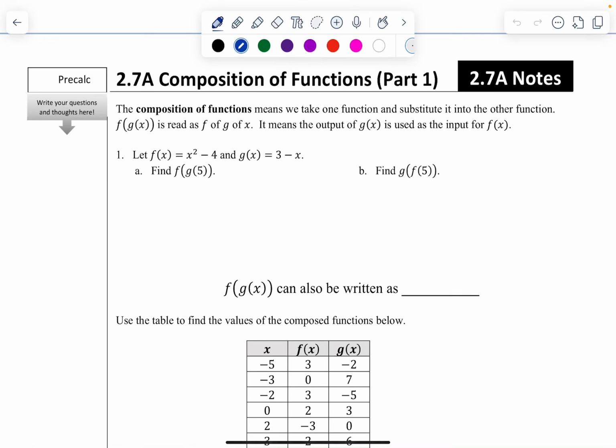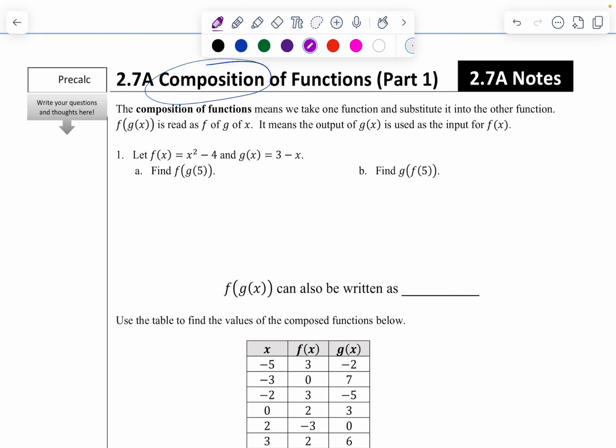Hey everybody, welcome back. Let's go ahead and start our new notes for section 2.7A, the composition of functions. I'm hoping that this feels really familiar to you, that this is an easy retransition back into compositions of functions. So let's talk about it.